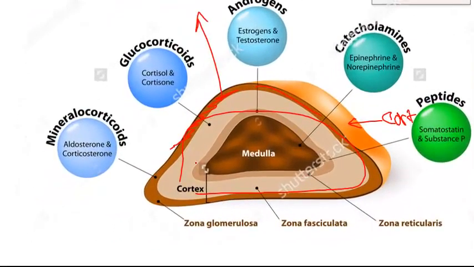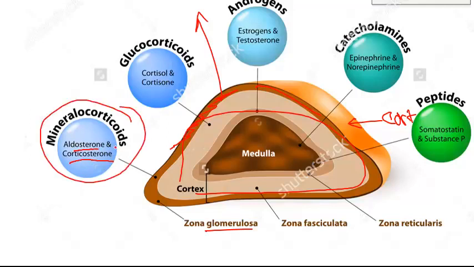Now, if you look clearly at the zones of the cortex, you will see three different zones. One is the zona glomerulosa, which secretes mineralocorticoids. Mineralocorticoids include aldosterone and corticosterone. These are the types of hormones that they secrete.